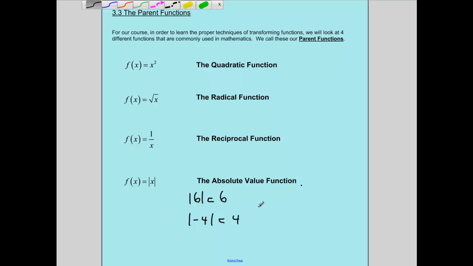Essentially, we can think of it as anything that we write in the absolute value signs, no matter what number it is, positive or negative, will equal the same number, but the positive version of it. So anything positive will stay positive, anything negative will turn positive. So we'll see that function a little later on. But let's start with graphing the quadratic function.